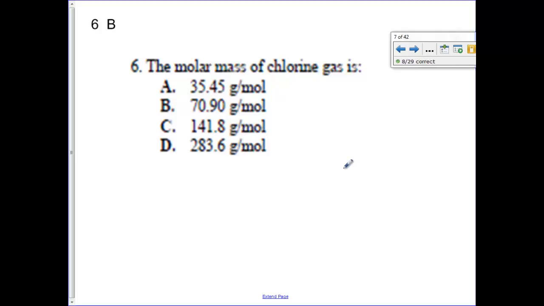Okay. Wait, chlorine gas. Almost everyone that gets this one wrong picks A. But it's not A. The answer is actually B. The reason why is that chlorine is diatomic. It comes in groups of 2. So it's 35.45 times 2, because it comes in groups of 2. This is tricky, but it's actually really important to know that. That's not a trick question. That'll come up quite a bit.